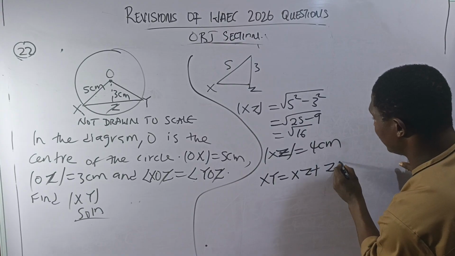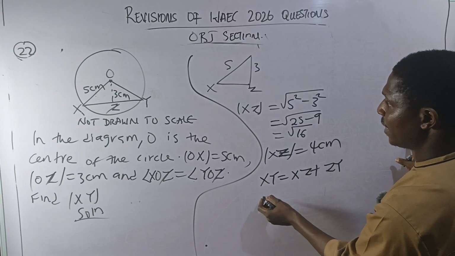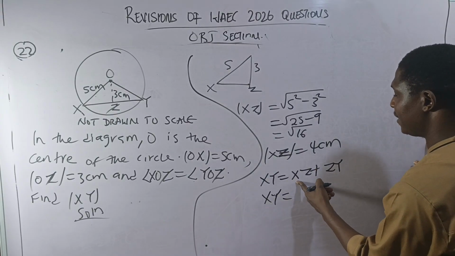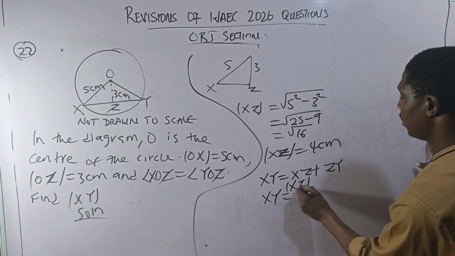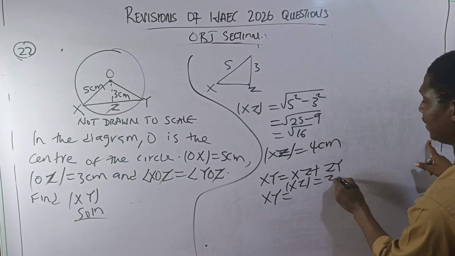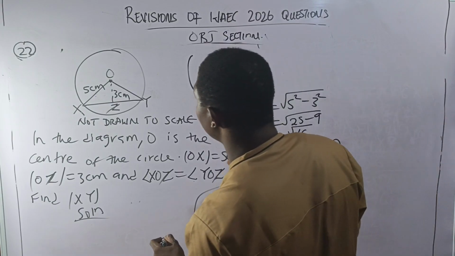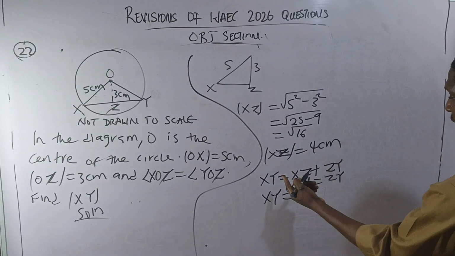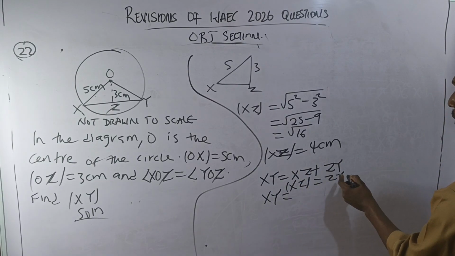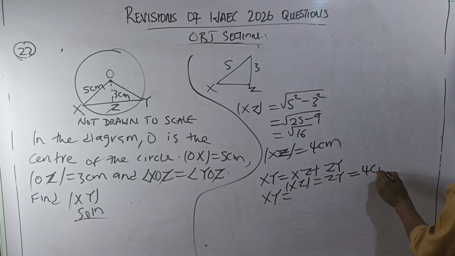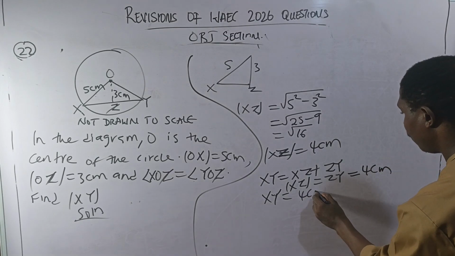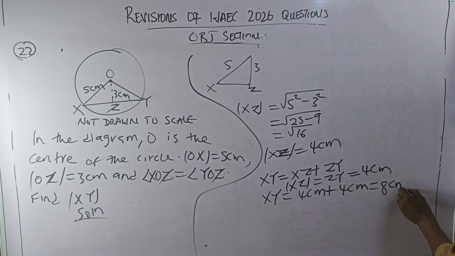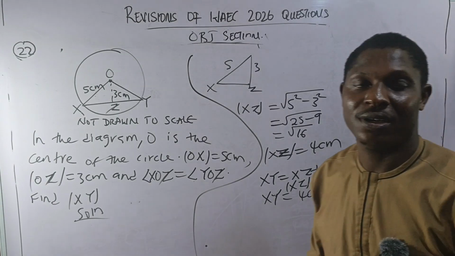If SZ is equal to 4 cm, SY is equal to SZ plus ZY. XY is my question, and SZ must be equal to ZY, according to the midpoint bisector theory. So SZ equals ZY equals 4 cm. So I'll simply have 4 cm plus 4 cm, which is equal to 8 cm. And this is my answer.